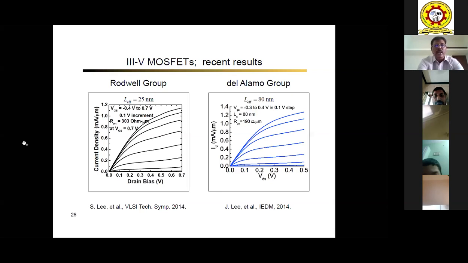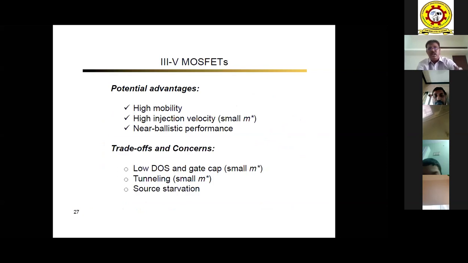Okay, so the reason why we are moving to the group 3 and 5 in the periodic table MOSFETs compared to the conventional silicon and germanium is, as you see here, the mobility is good. You have a high mobility, okay, then high injection velocity as well. What do you mean by injection velocity? A new term, isn't it?